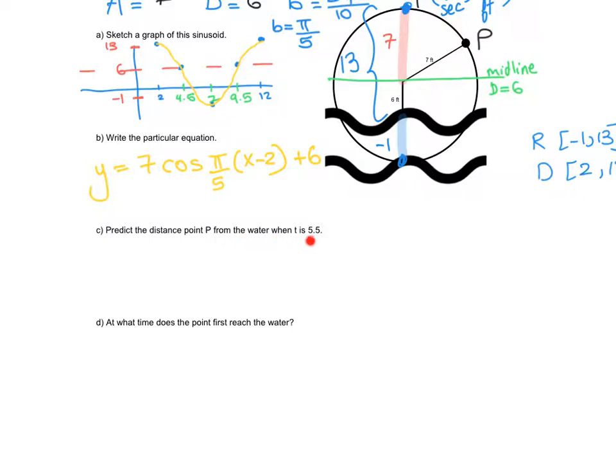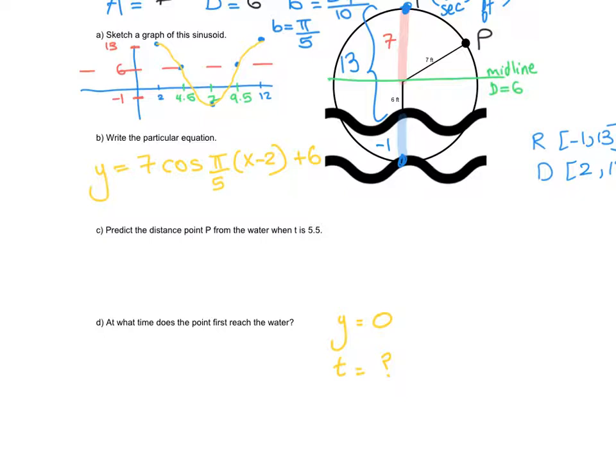Now, once I have the equation and they want me to predict the distance, which is y, of point P from the water when t is 5.5, you can simply plug it in, or you can put this equation in y equals. So let's go grab a calculator. I need to put this in y equals and find what the distance would be when t is 5.5. And the next thing is we need to find at what time the point first reaches the water. For it to reach the water, the distance above the surface of the water is 0, so I need to find when the distance is equal to 0. So let's go ahead and find C and D on the calculator.